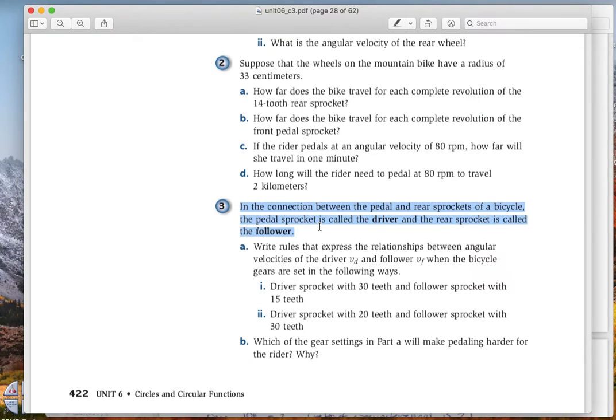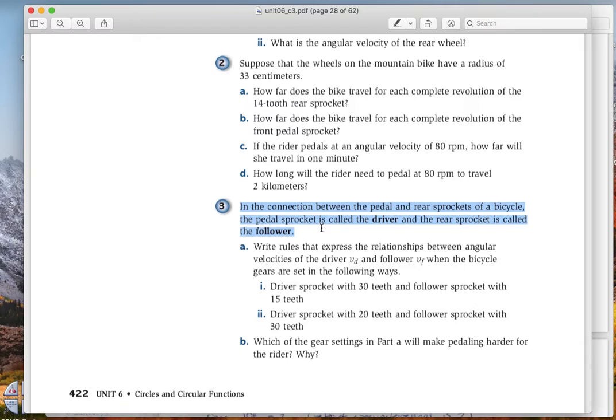in the connection between the pedal and the rear sprockets of a bicycle, the pedal sprocket is the driver and the rear sprocket is a follower. Driver in the sense of the pedal is the driver and it dictates what our motion is going to be, like where we're going, what speed we're going at. So the driver, the pedal, is what determines your speed. Makes sense.